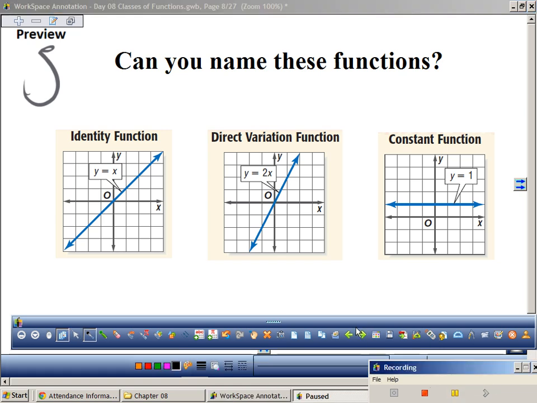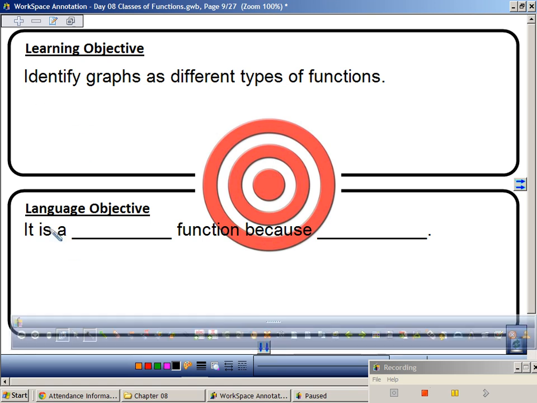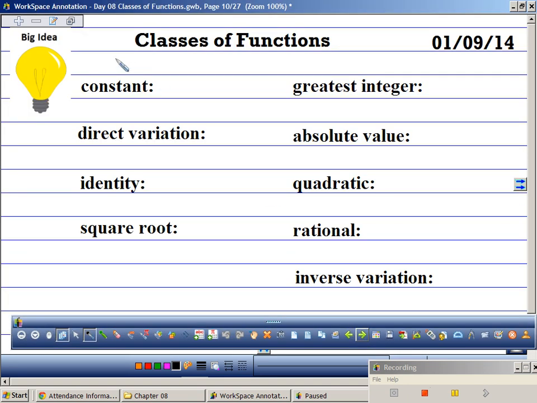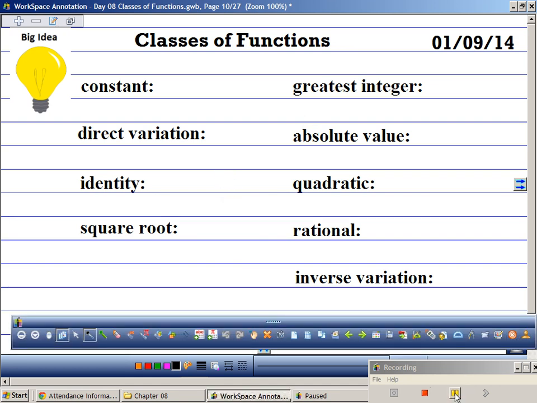Remember there's sketches. All right, so our language objective today is: it is a blank function because. I want you to explain to me why it is the function you're telling me it is. And our learning objective is that you're going to identify graphs as different types of functions. Go ahead and jot each one of these down. The last couple slides we had a graph that we were identifying. Now we're going to identify each of these with an algebraic equation.